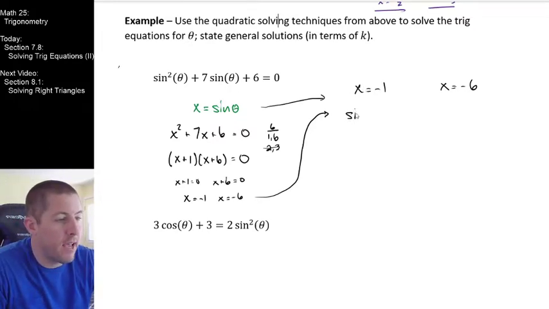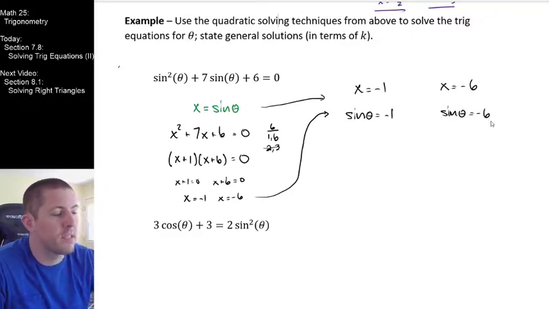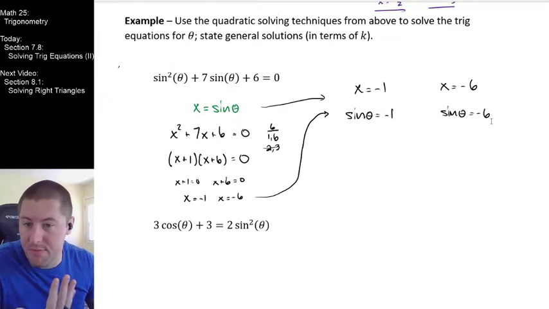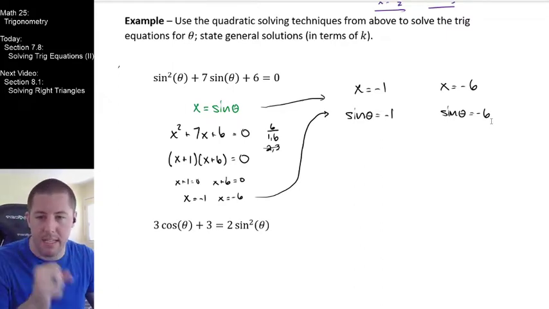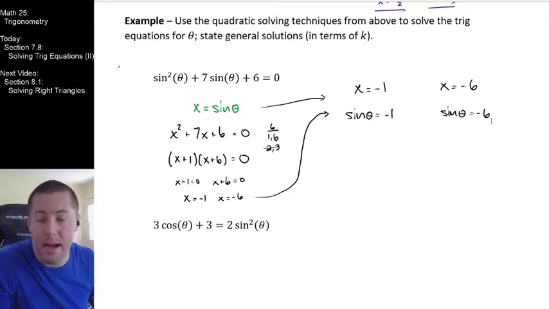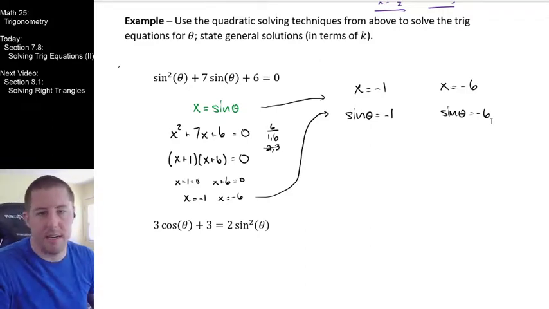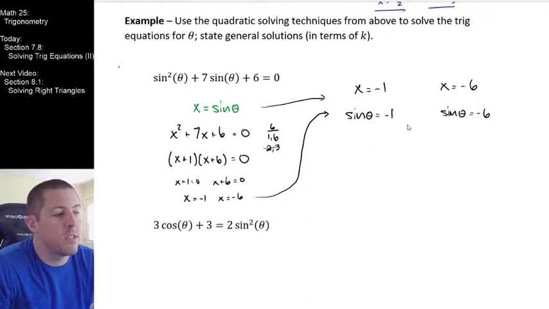So I'm now going to say sine of theta equals -1 and sine of theta equals -6. What we're interested in now is finally solving these values for theta, right? We found the related x values. I want to now bring those all the way back to the theta values that we're really interested in at the very beginning here. So this first one's not too bad right here.